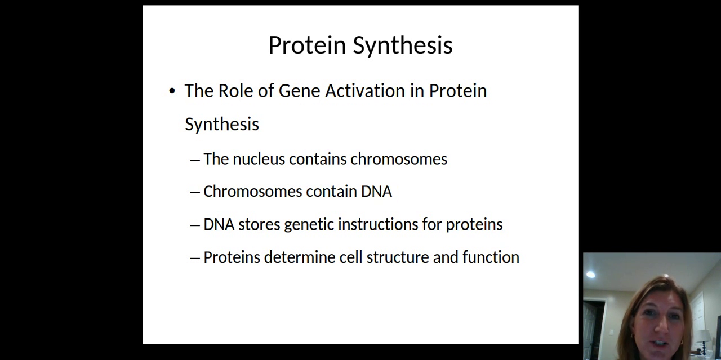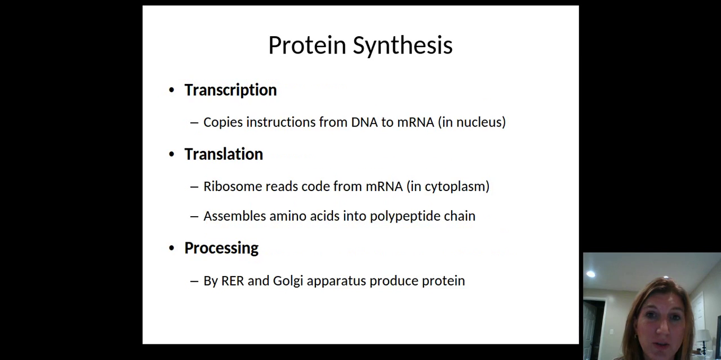Basically, once those genes are turned on inside of a cell, the DNA will unwind and unzip, and a process called transcription will occur. Transcription is basically taking that DNA and putting it into mRNA language. Then the mRNA can leave the nucleus, go to a ribosome, and then translation occurs. Translation is where the actual amino acids will be assembled to create a protein. After that chain of amino acids has been made, then processing occurs to create the three-dimensional protein structure that you're familiar with.